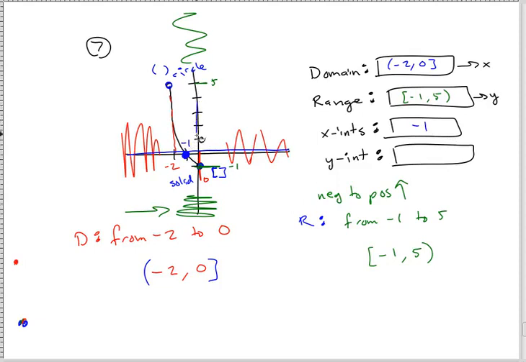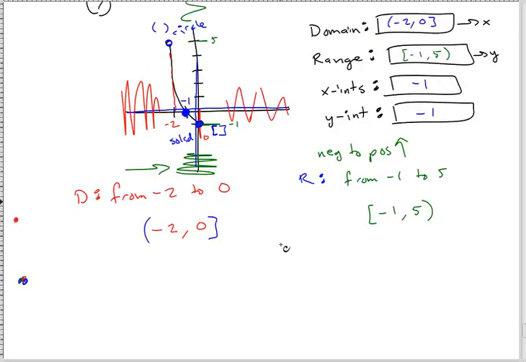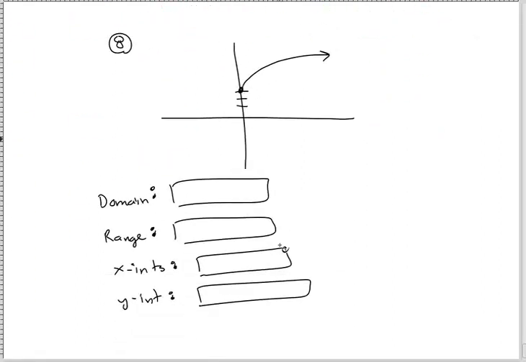Y-intercept, where is it crossing this y-axis? Right here, yet again, actually, at -1 of all places, but that's fine. So where is it touching? Just give me the number, okay? All right, and last question. It's very similar, but this one has an arrow, which is going to indicate infinities and stuff, okay? So let's kind of work through this one.